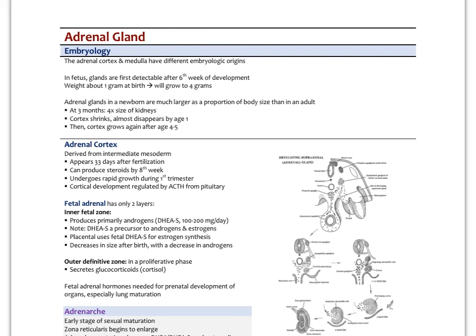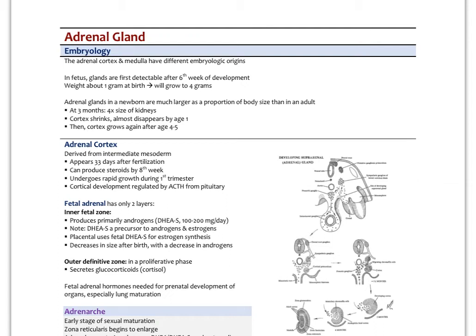Finally, I just want to say a few things about the embryology of the adrenal gland. Again, the cortex and the medulla have different embryonic origins. In the fetus, the adrenals are first detectable after the 6th week of development, and they weigh about 1 gram at birth, but they're going to grow up to 4 grams in total.